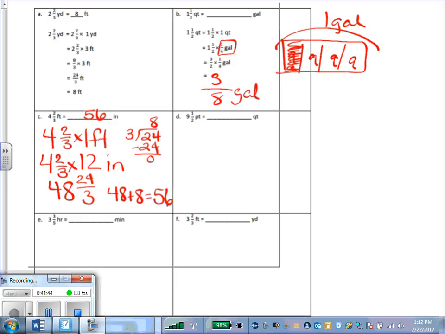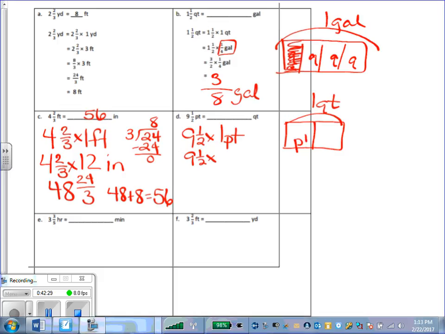9 1/2 pints to quarts. Are we going big to small or small to big? Small to big. So we are dividing, which means that we are going to have a fraction in there because we are dividing. So 9 1/2 times 1 pint. How many pints make a quart? 2 pints make 1 quart.